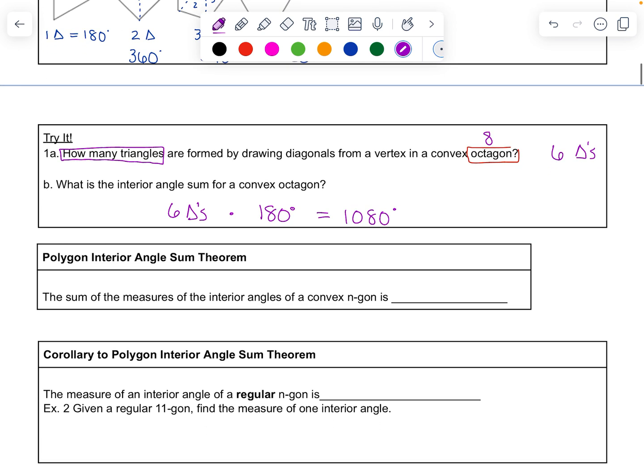So the polygon interior angle sum, these are the angles inside, is written in terms of n. N is the number of sides, minus 2, times 180 degrees, because it's basically the number of triangles times 180.